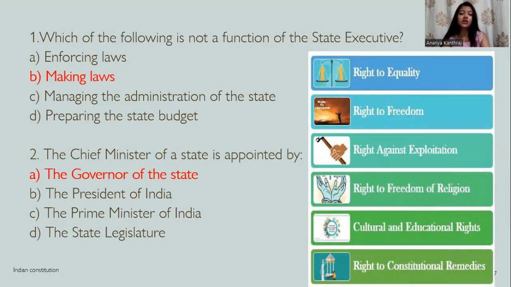state executive. So the second question states that the chief minister of the state is appointed by whom? Option A, the governor of the state. Option B, the president of the state. Option C, the Prime Minister of the state, and option D, the state legislature. So the right answer for the above mentioned question is option A, the governor of the state.